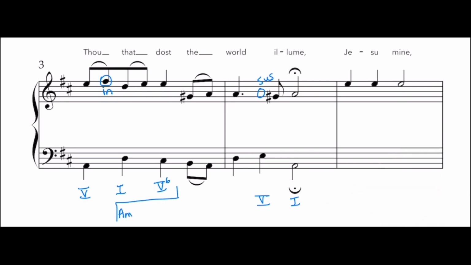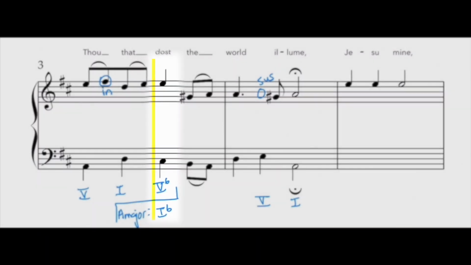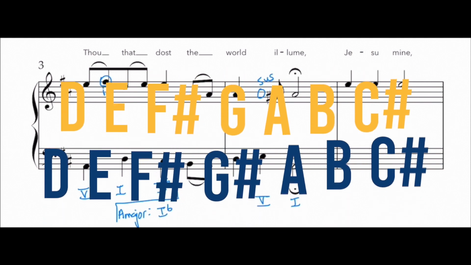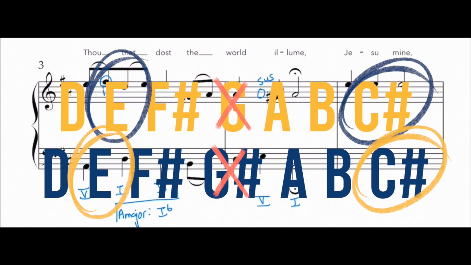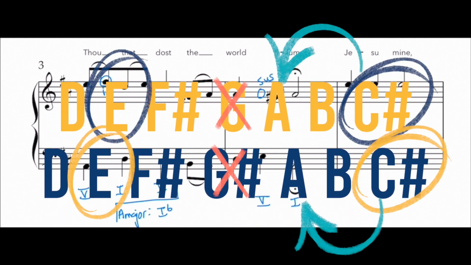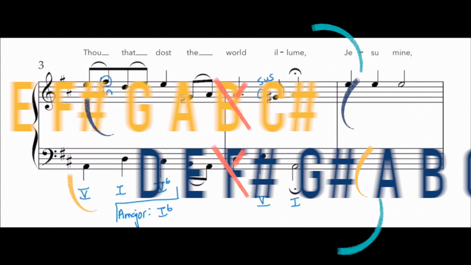Now that I know I need to modulate, I have to find a pivot chord that belongs in both keys, and it should happen right before that first accidental. I chose the chord of A major in first inversion since it functions as the tonic in our new key, and is really the only chord you know at this level that belongs in both D and A major that has a C sharp and an E.